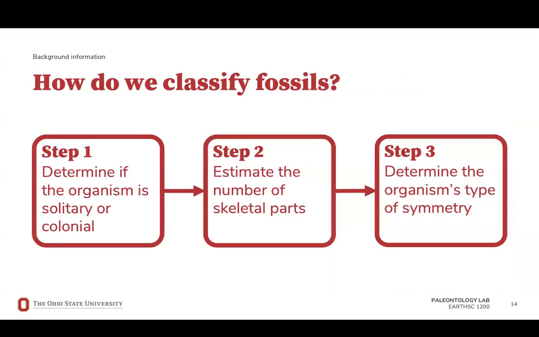We will use three major concepts to classify fossils: whether the organism was solitary or colonial, the number of skeletal parts, and the organism's symmetry. You'll use your instructions, figures, and flowcharts to describe and classify the samples provided by your TA. This will allow you to classify the specimen by common name and phylum.